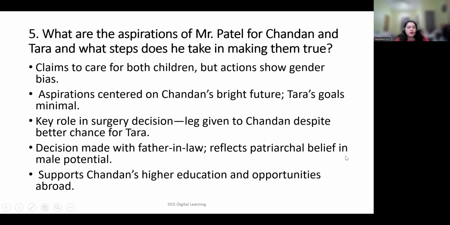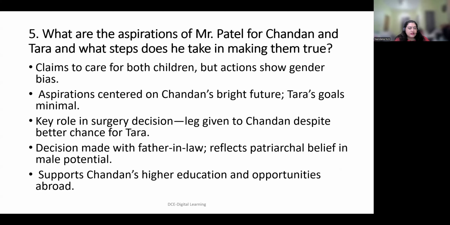The fifth question. What are the aspirations of Mr. Patel for Chandan and Tara, and what steps does he take in making them true? Mr. Patel claims to care for both children, but his actions show gender bias. Aspirations are centered on Chandan's bright future, while Tara's goals are minimal.